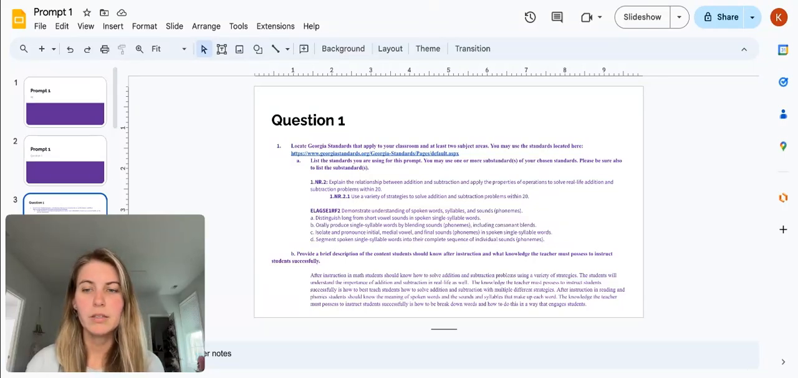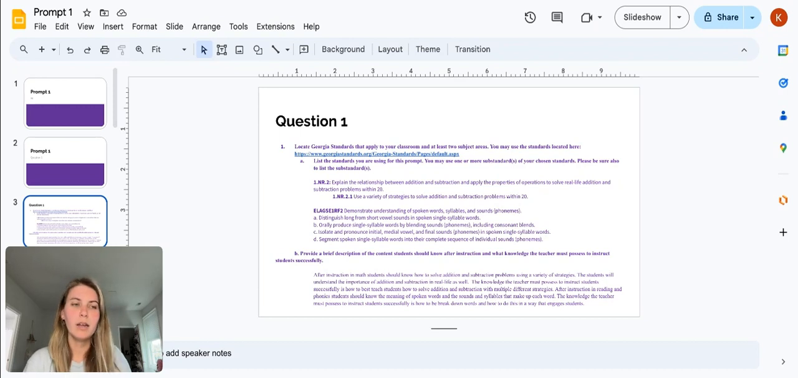Hey everybody, so I am doing prompt one, all of my questions. This is the one that said to choose two standards, and I chose 1NR2: explain the relationship between addition and subtraction, and apply the properties of operations to solve real-life addition and subtraction problems within 20. The substandard is to use a variety of strategies to solve addition and subtraction problems within 20.